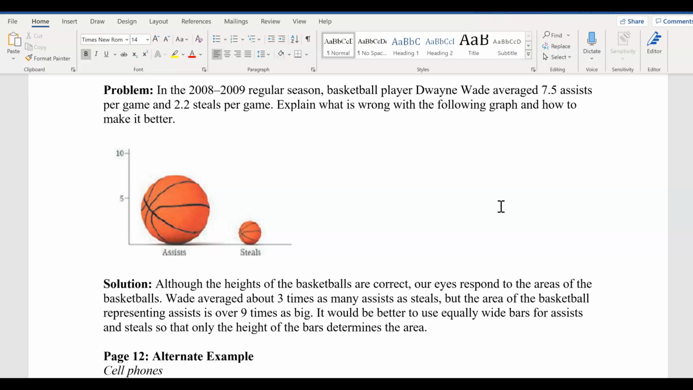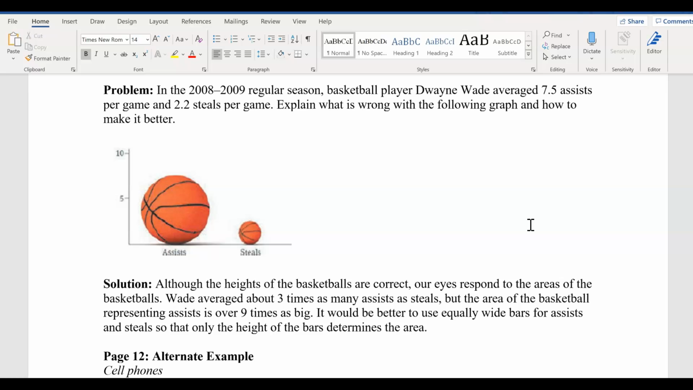Here we have a basketball example, and these are statistics for Dwayne Wade. And they're telling us that he averaged 7.5 assists per game and 2.2 steals per game. They provide a graphic and wonder, do we think that the graphic is appropriate? So the answer is already written out here, and the truth is he averaged about 3 times as much, 2.2 times 3 compared to 7.5.